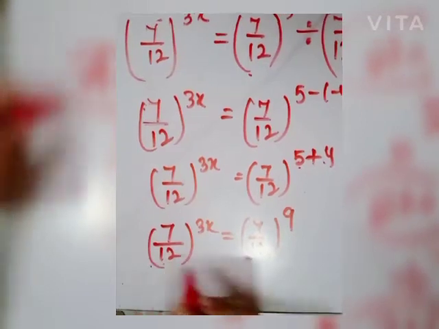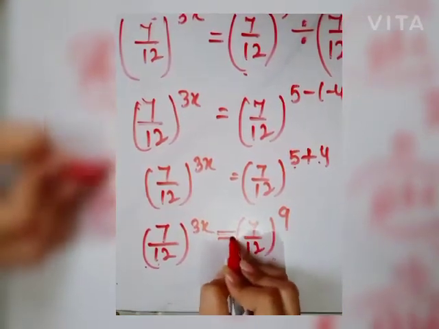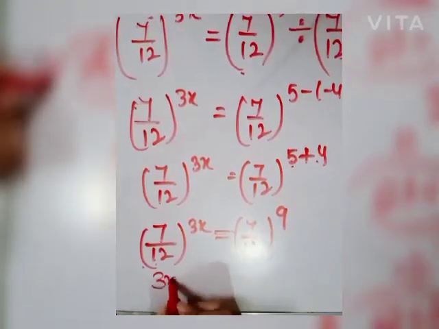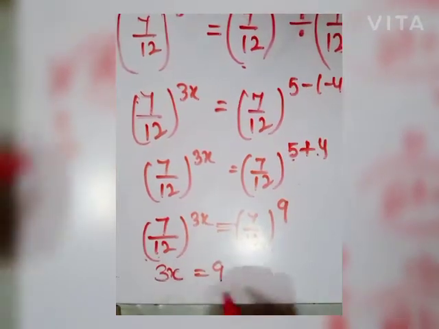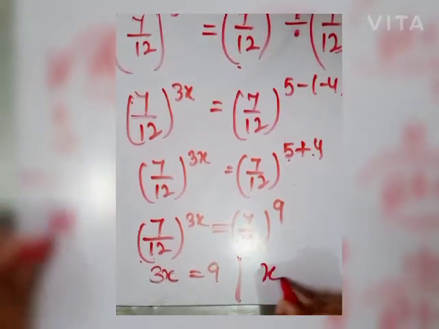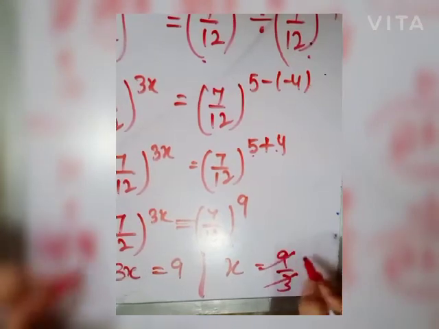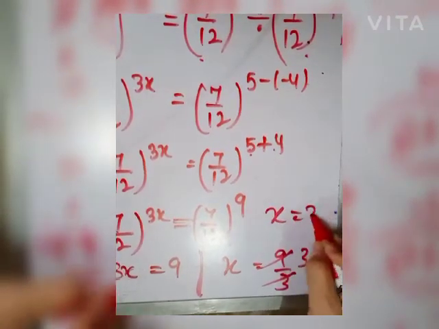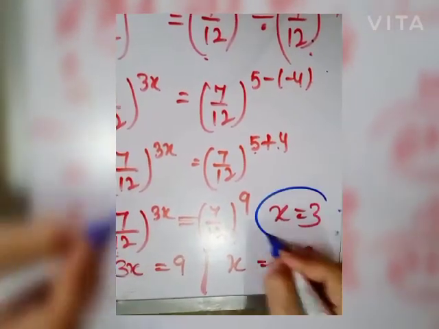The bases are same and so their powers will get equalized. We can equalize their powers like this. From here find the value of x. x equals 9 upon 3. 3 threes are 9. So x equals 3. This is the value of x.